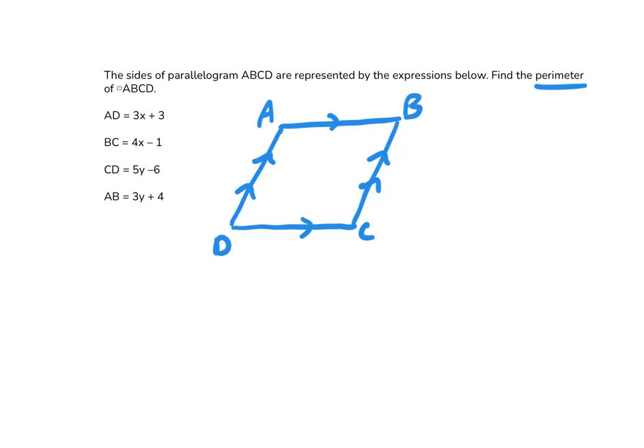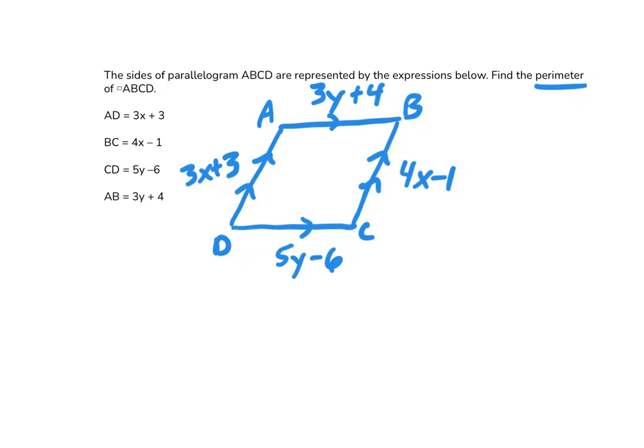Okay, so in this case here, AD is 3x plus 3. BC is 4x minus 1. CD is 5y minus 6. AB is 3y plus 4. Okay, it's doable without drawing a picture, but I think drawing a picture is a whole lot better visually to kind of see what's going together.